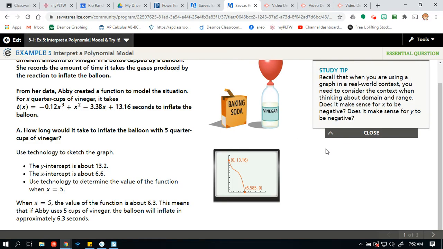So recall that when you're using a graph in a real-world context, you need to consider the context when thinking about the domain and range. Does it make sense for x to be negative? Does it make sense for y to be negative? Does it make sense for x and y to actually be 0?